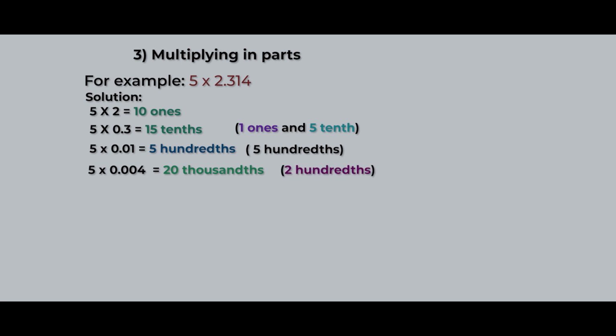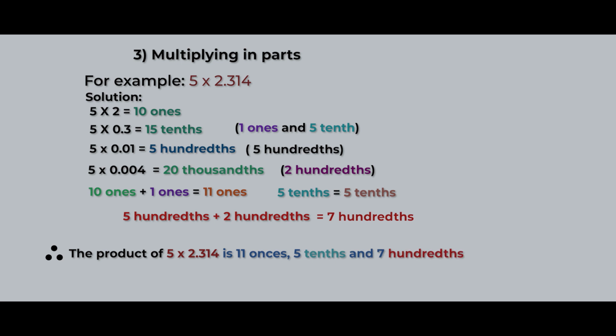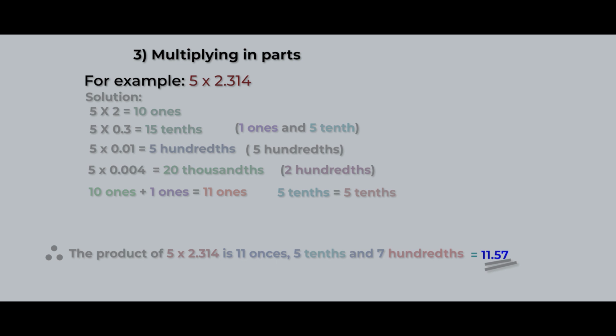That is exactly 2 hundredths. Now add 10 ones plus 1 ones, that will give you 11 ones. 5 tenths gives you 5 tenths. And next we have 5 hundredths plus 2 hundredths, that gives us 7 hundredths. So the product of 5 times 2.314 is 11 ones, 5 tenths and 7 hundredths. That is 11.57. So this is for you. So try it out.